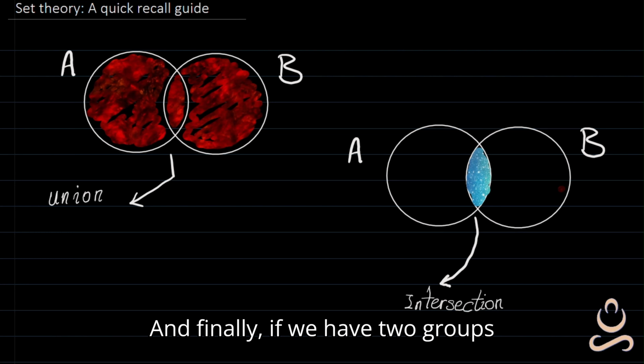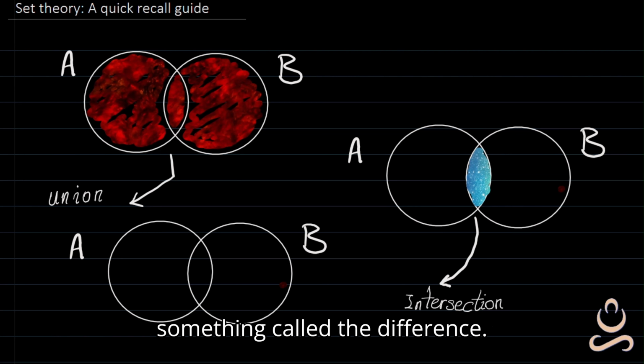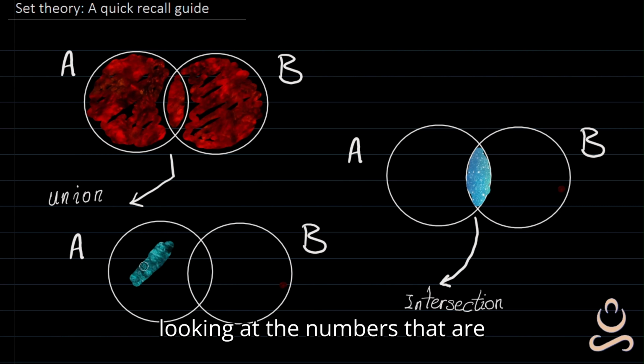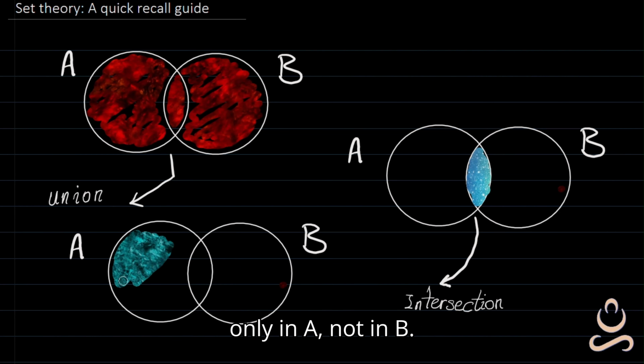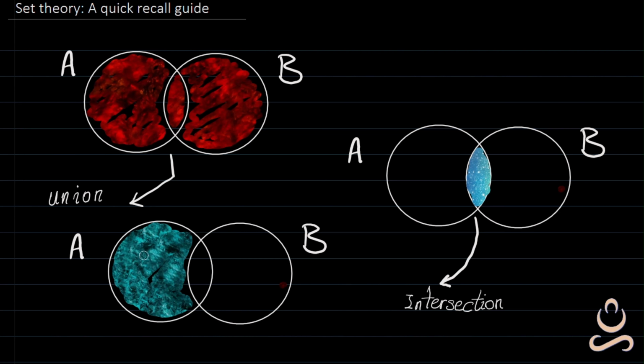And finally, if we have two groups A and B, we can find something called the difference. A subtract B is like looking at the numbers that are only in A, not in B. On the other hand, B subtract A is the set of numbers that are only in B, not in A. It's like figuring out what makes each group unique.